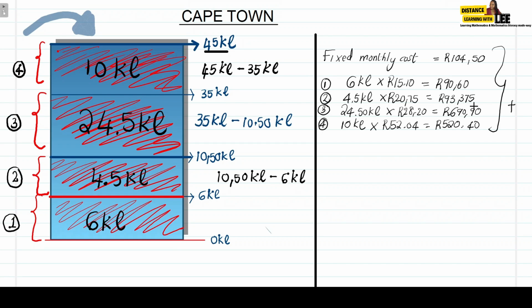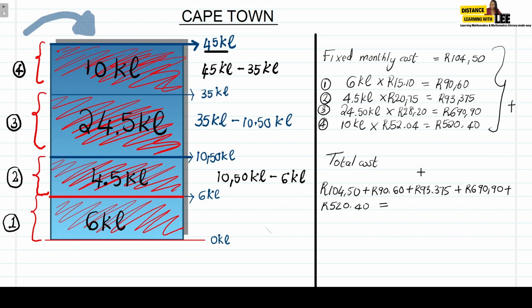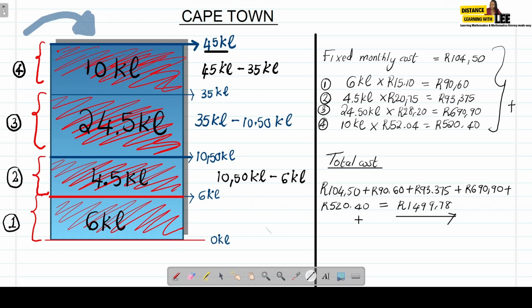plus the 93.375 plus the 690.90 plus the 520.40, you will get that the total cost for his water, if he stays in Cape Town, will be 1,499.78 per month.